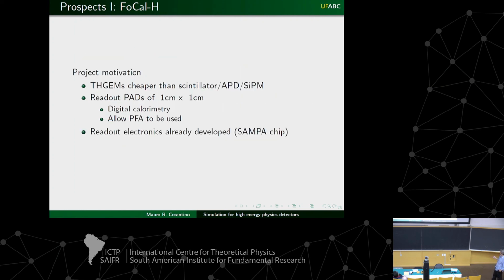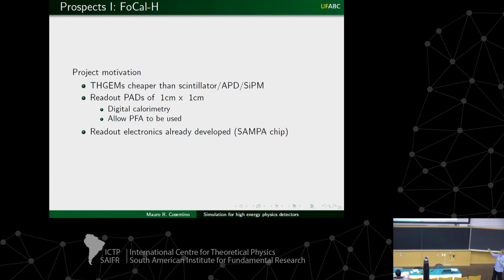And as a project motivation, for the hadronic calorimeter based on thick GEMs, one of the things is that thick GEMs are normally cheaper, in big area detectors, than scintillators that work with avalanche photodiodes or silicon photomultipliers. The readout pads of approximately 1 centimeter by 1 centimeter allow for digital calorimetry, which means that instead of measuring the energy directly, you can count the number of signals that you have.